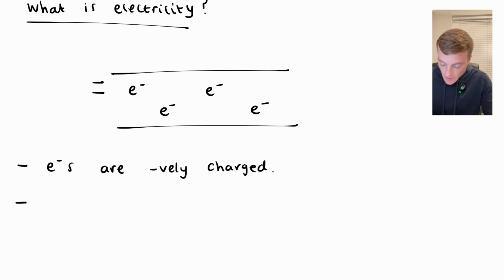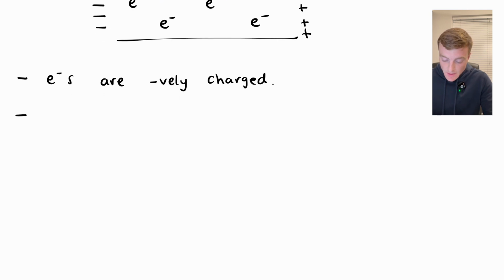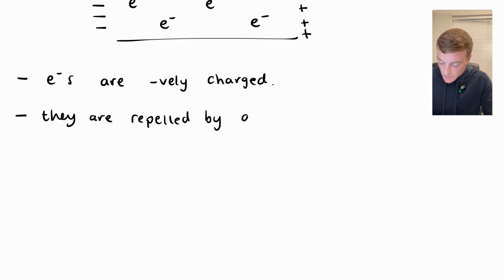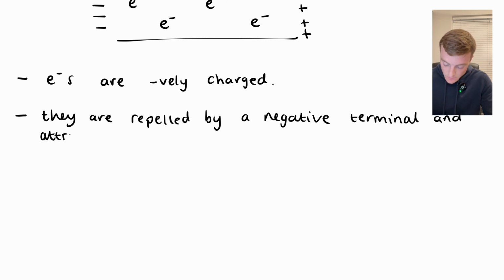So if I put a negative terminal on the left-hand side and a positive terminal on the right-hand side, which direction do you think the electrons will move? Well, they're going to be repelled from the negative plate and attracted to the positive plate. So what we say is they are repelled by a negative terminal and attracted to a positive terminal.